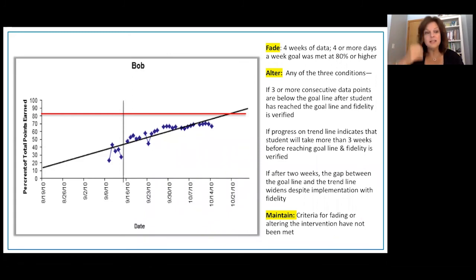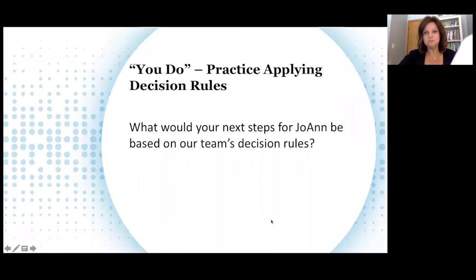At some point, Bob is done with this quote unquote stupid intervention. He's done. This is not successful for him. So we can't just continue because we think he's almost there. The decision rules will help keep us on track. Okay, so I am going to give you a quick opportunity to practice.